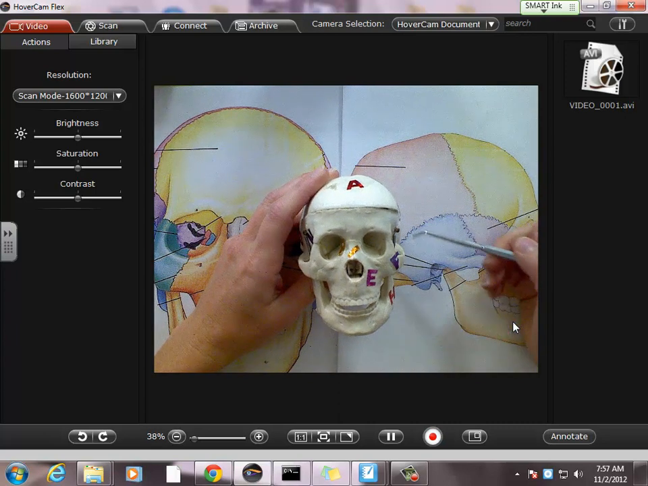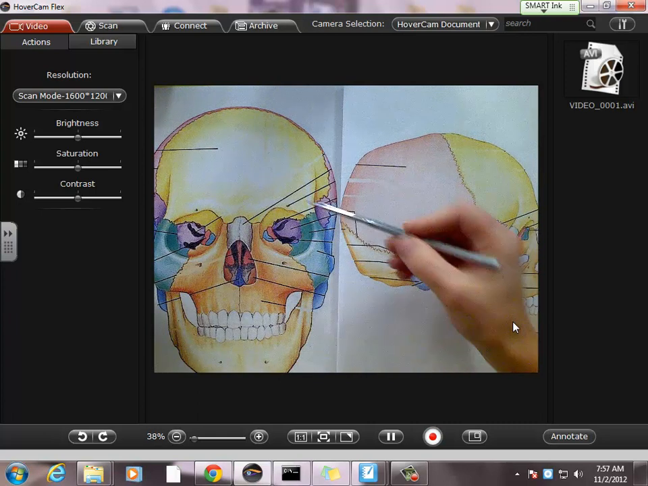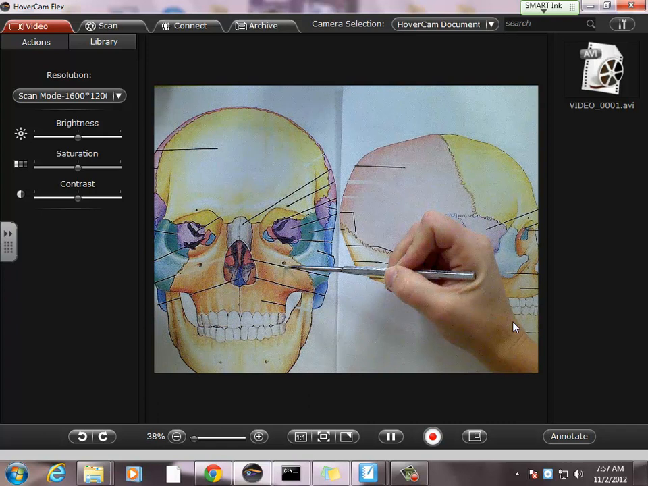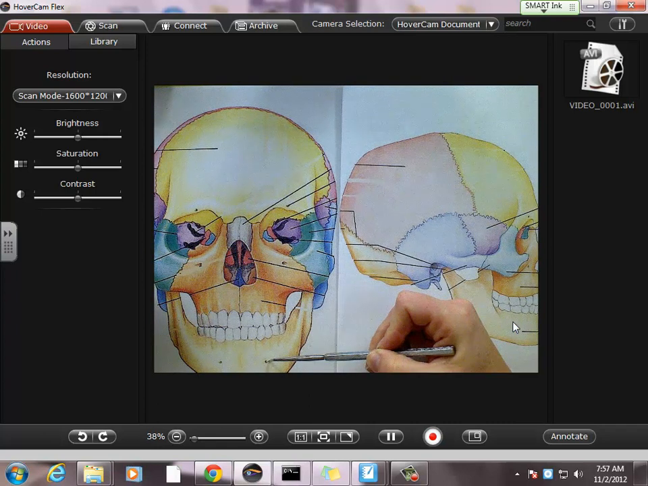Now these can also be observed on our view. On the anterior view, you can see this supraorbital foramen here, the infraorbital foramen here, and the mental foramen right here.